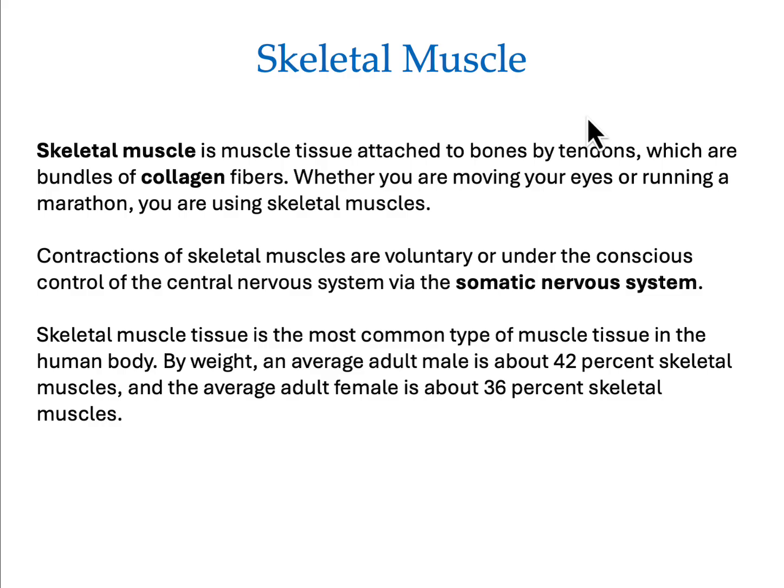Skeletal muscle is muscle tissue attached to bones by tendons, which are bundles of collagen fibers. Whether you are moving your eyes or running a marathon, you are using skeletal muscles. Contractions of skeletal muscles are voluntary, which means they're under conscious control of the central nervous system via the somatic nervous system. Skeletal muscle tissue is the most common type of muscle tissue in the human body. By weight, an average adult male is about 42% skeletal muscles, and the average adult female about 36%.